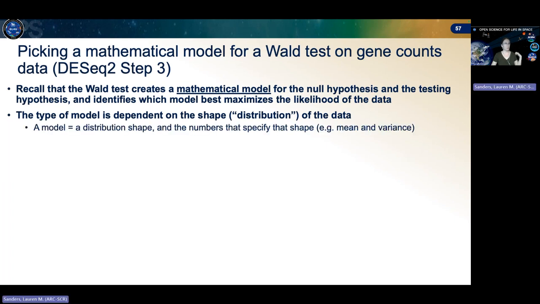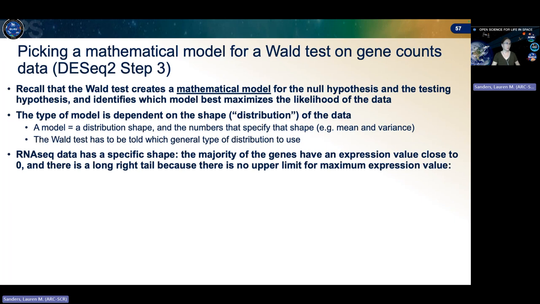So the distribution shape and the numbers that specify that shape, so the mean and the variance, the spread-outness of the data, that's what this model is. So the Wald test has to be told, what does the data look like? What general type of distribution are we supposed to use here? And we can then generate the mathematical model.